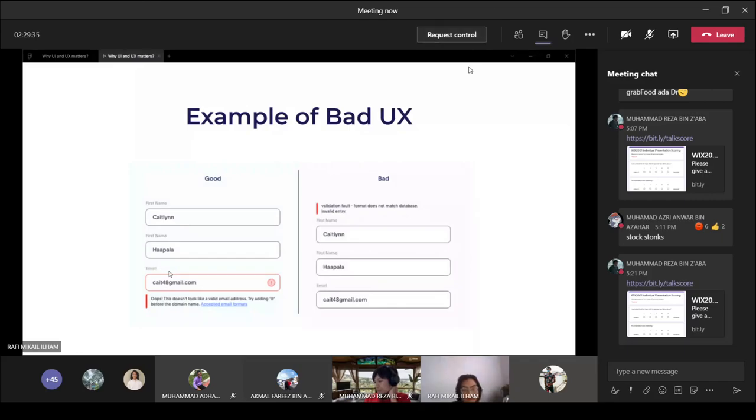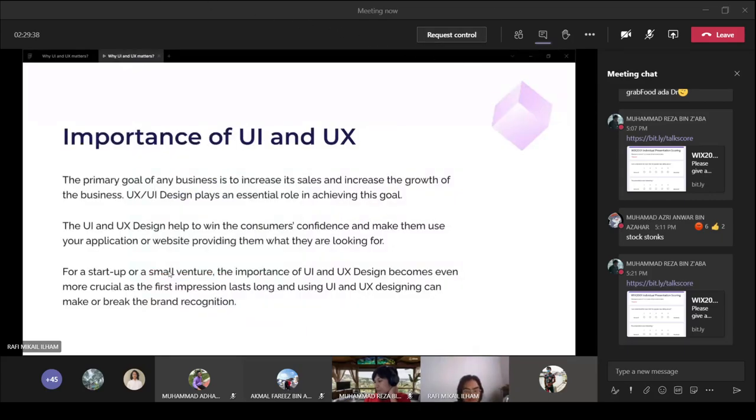As for the importance of UI and UX, the primary goal of a business is to increase its sales and the growth of the business. UI and UX design plays a very essential role to achieve this goal. UI and UX design could improve the user experience and customer satisfaction, which helps to increase the number of users of the specific application. Especially for a startup or a new business, the importance of UI and UX design becomes even more crucial as the first impression lasts long, and using UI and UX design can make or break the brand recognition.